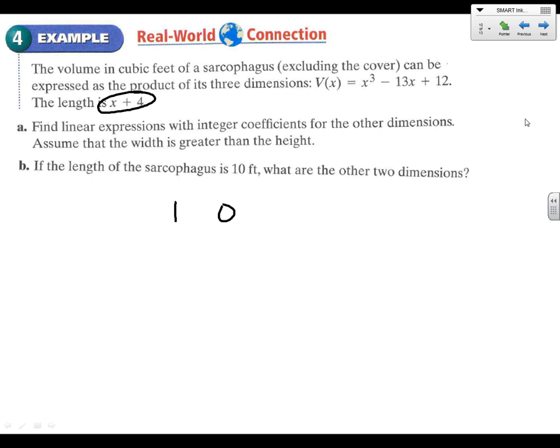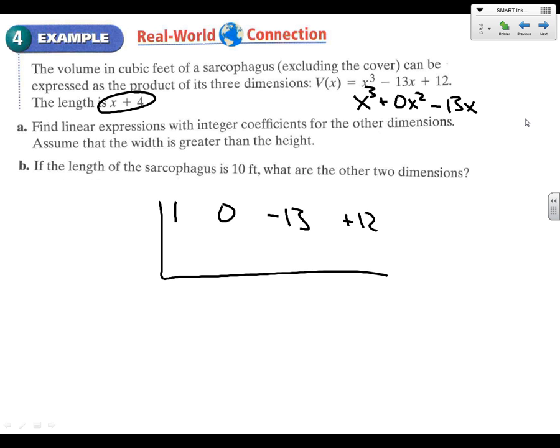You've got to have a placeholder here because this is x cubed plus 0x squared minus 13x, so minus 13, and then plus 12. Out here we're going to have a negative 4. Bring down the 1. We've got 1, negative 4. Add those together, it's still negative 4. Multiply those together, and you get 16. Add straight down, you get 3. And 3 times negative 4 is negative 12. Hey, look at that. There's no remainder. That's nice. So we've got x squared minus 4x plus 3.